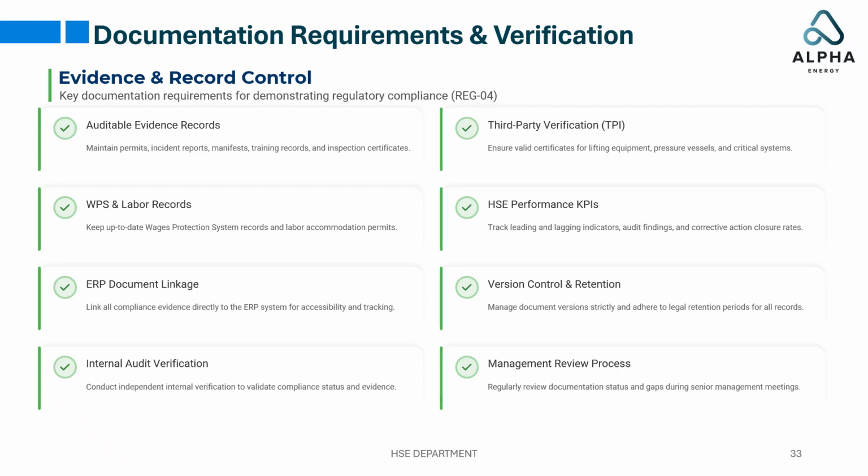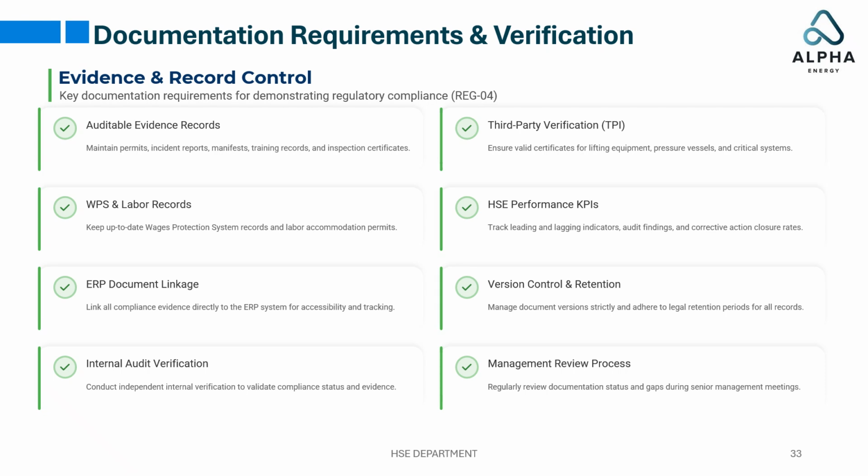In addition, third-party verification, TPI, is required for critical systems and equipment such as lifting equipment, pressure vessels, and other regulated assets to ensure that certifications remain valid and compliant with regulatory standards. The register also requires maintaining WPS and labor-related records, ensuring that wage protection system documentation and labor accommodation permits are current and aligned with labor requirements.